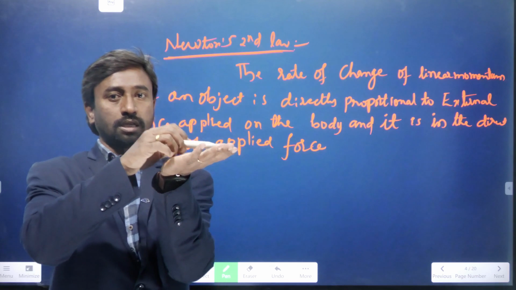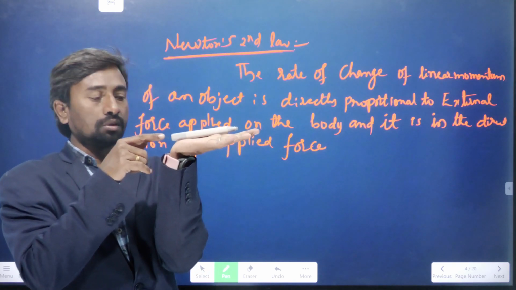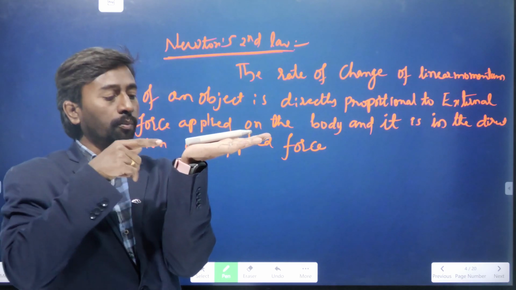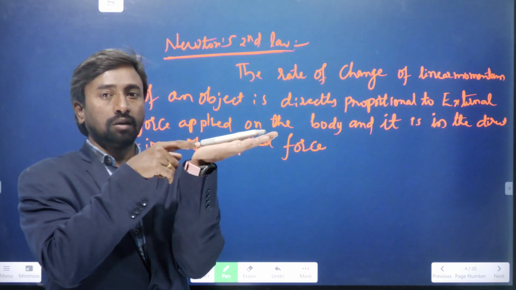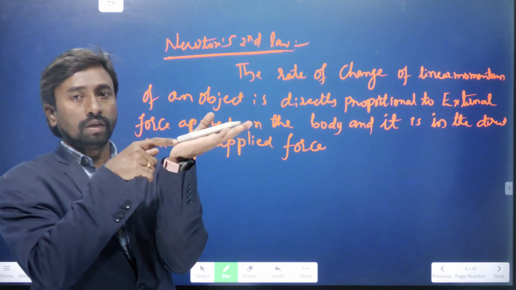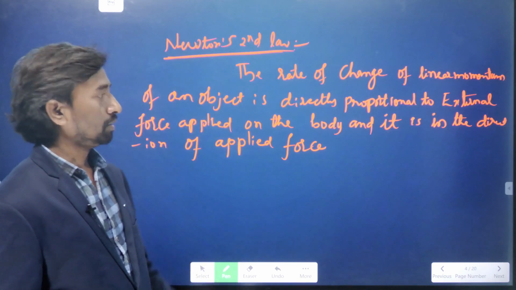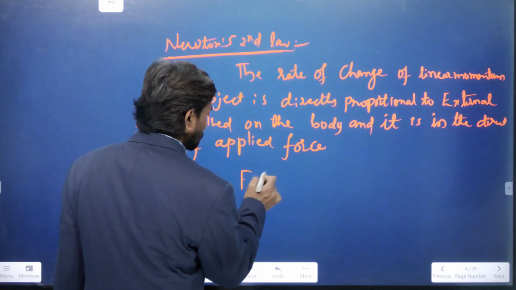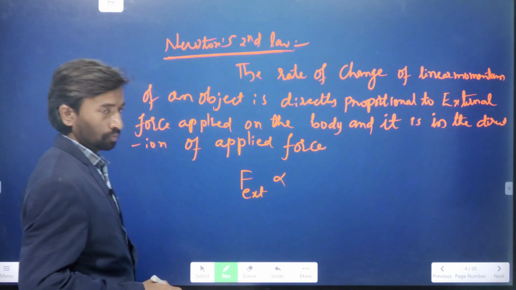Suppose let us consider this is the body. If you apply a low external force, a lesser value of external force, then the momentum will be slow. If I apply a large force, the momentum will be a little bit faster. So how much force you apply, that much momentum the body will have. So the external force F is directly proportional, from the statement.